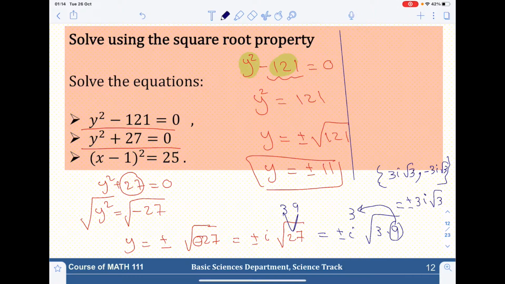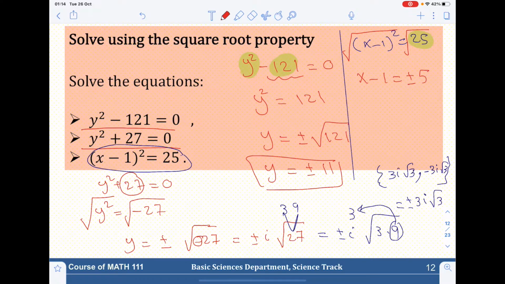Let's see the last one, which is (x - 1)² = 25. So we have the whole term here squared, and here we have a constant. So we can directly take the square root of both sides, square root here and square root here. So we're going to have x - 1 = ± the square root of 25. You know the square root of 25 is 5, so I will replace it with 5.